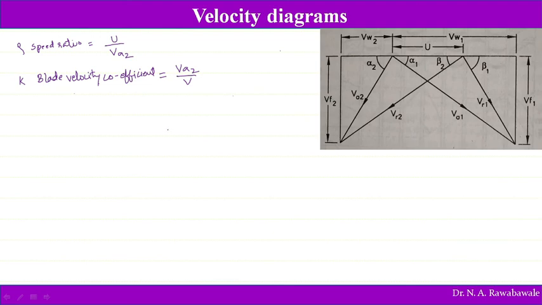You may get a question in the exam to draw a velocity diagram for a particular turbine or a problem. In the next class we will be discussing the work done on a turbine blade and the efficiency of the various components of the turbine, and if possible we will solve one or two problems where we will draw velocity diagrams also.